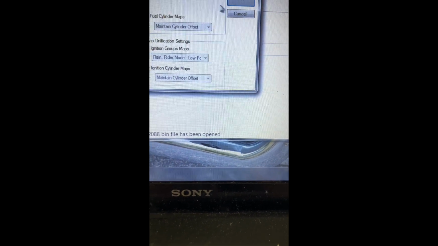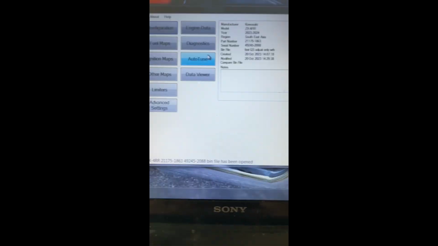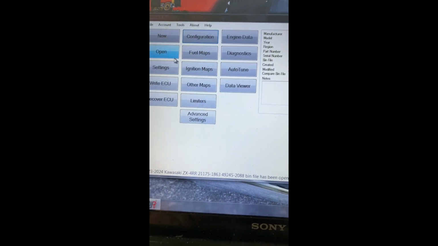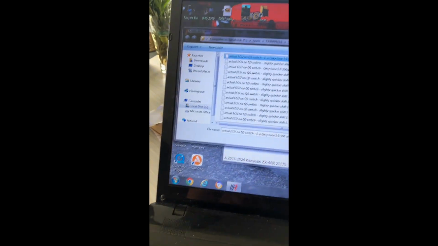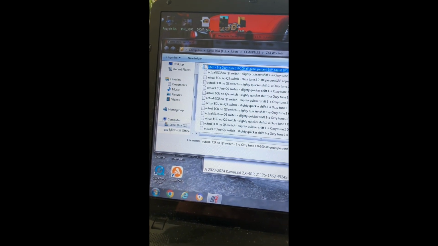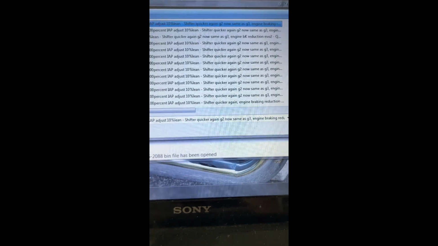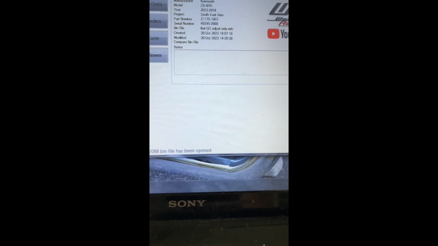Configuration, so you can unify fuel cylinder maps, you can unify ignition groups, so it means you can make them all the same instead of having to do cylinder by cylinder. Right, so let's open up, I don't want to save the bin file, let's open up one of the more recent ones that we have done. Tried to explain what we've done in each map, and sadly you're running out of characters, so I'm going to have to come up with a new system.